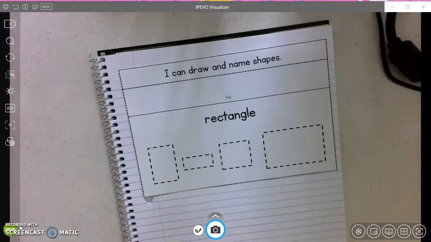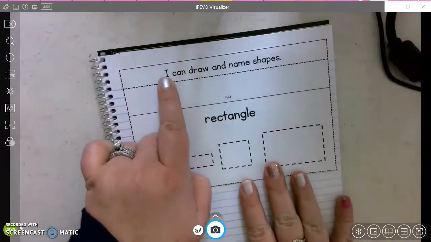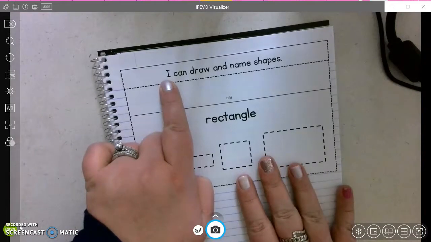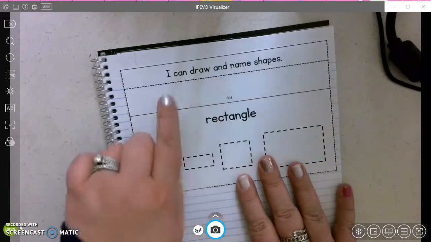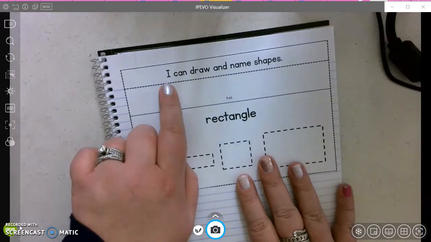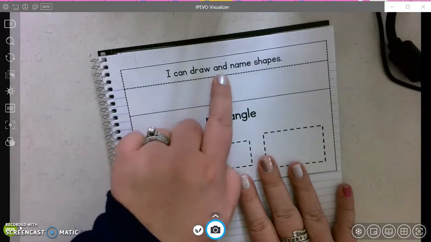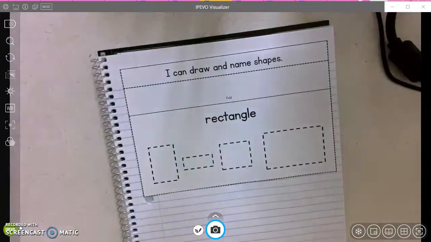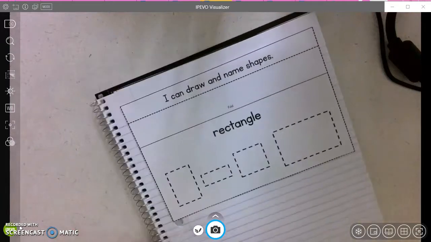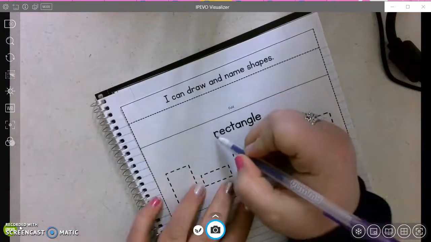What I would like for us to do is to put our reading finger underneath our I can statement first. And I'm going to read it once, and then I'd like you to read it the second time with me. Are you ready? I can draw and name shapes. Okay, let's read it together. I can draw and name shapes. Good job.